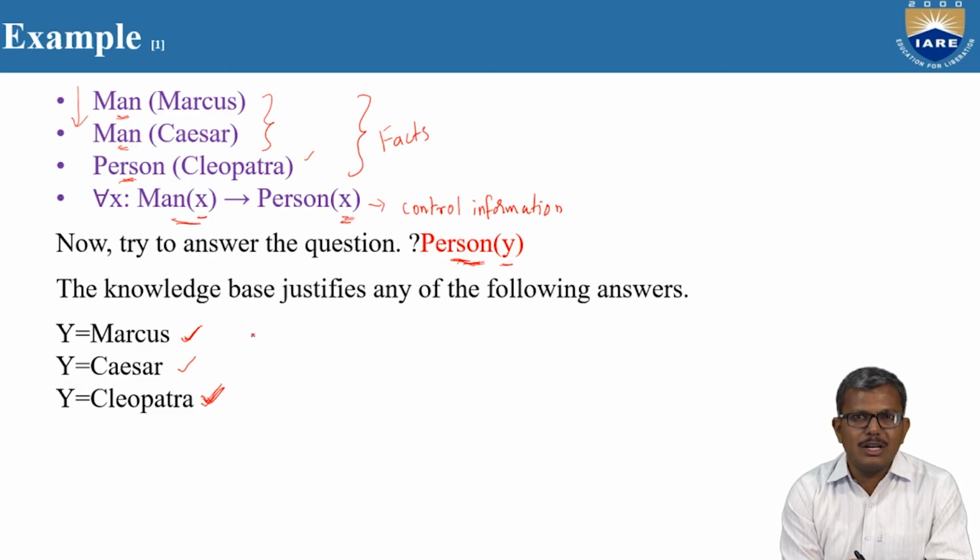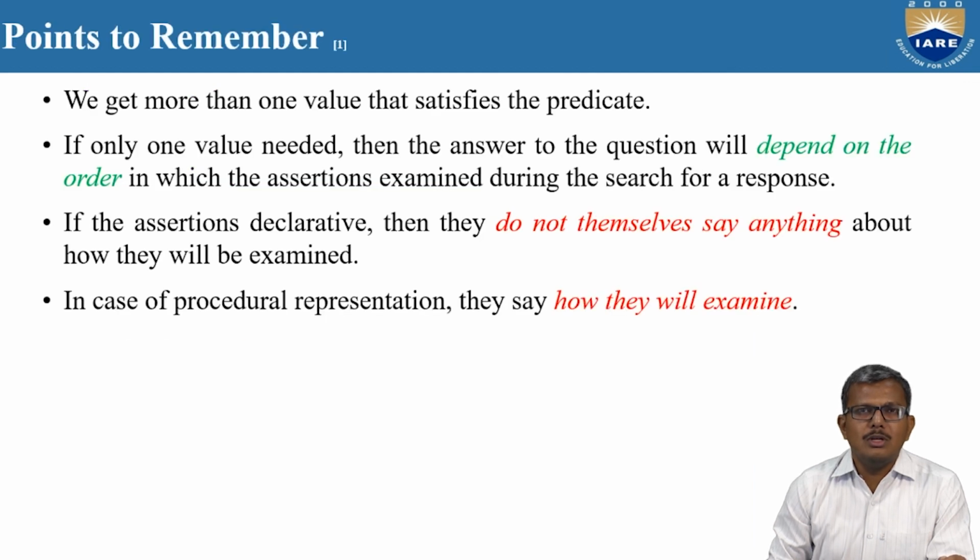So in this case, what happened? We could get three different possible outcomes. Okay, but it completely depends. If your problem domain is about generating all the possible outcomes, then it is fine. But sometimes there will be problem domains which ask for a specific outcome. So you see, we get more than one value that satisfies the predicate.